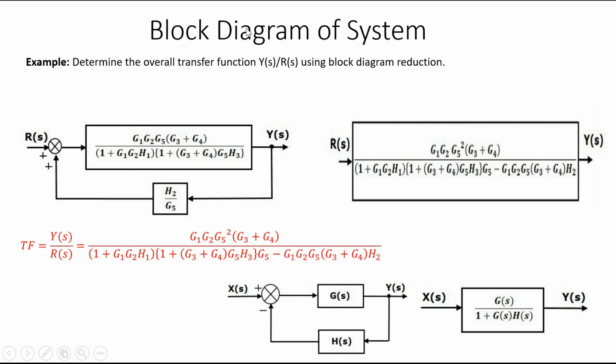So that is the example of how we can find the transfer function by using block diagram reduction. We simply follow the possible block diagram reduction steps, either series, parallel, feedback, shifting of summing point, or shifting of takeoff point, and we arrive at a single block. Then we can directly write Y(s) by R(s).